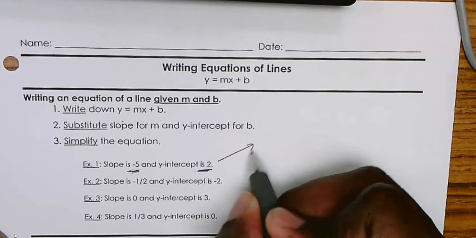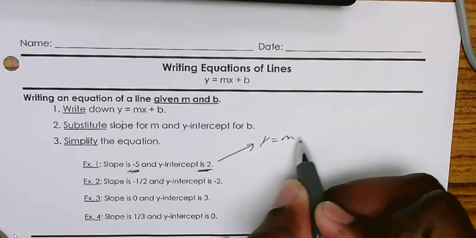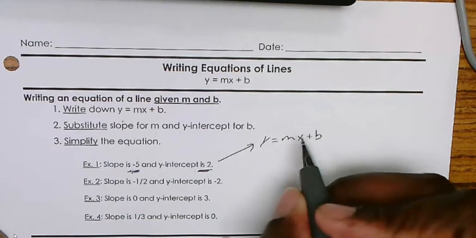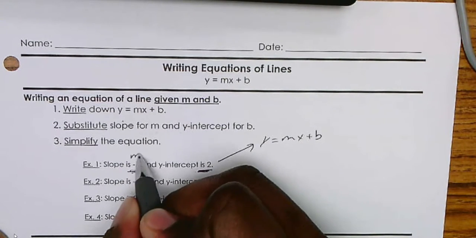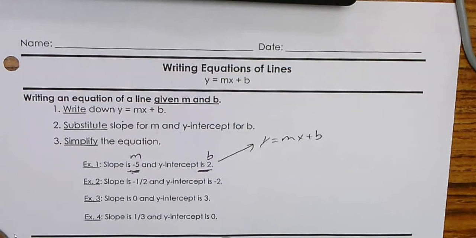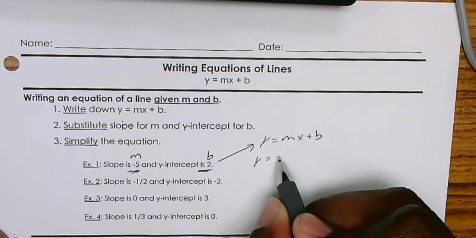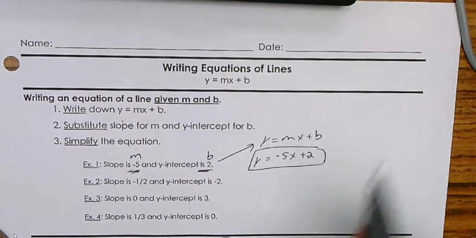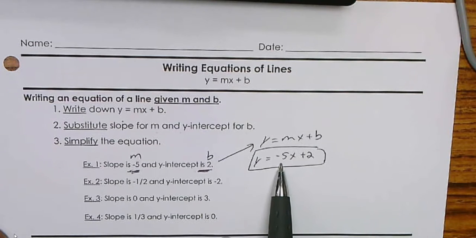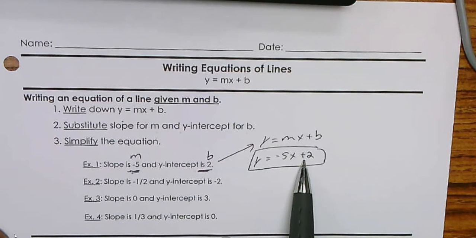So given this, I'll first write y equals mx plus b. Then I'll decide what m is. Here, they say m is -5, b is 2. Because my slope was -5, which means m, and my y-intercept was 2, which means b. So when I substitute that, it's going to be y equals -5x plus 2. So that would be the equation with a slope of -5 and a y-intercept of 2.